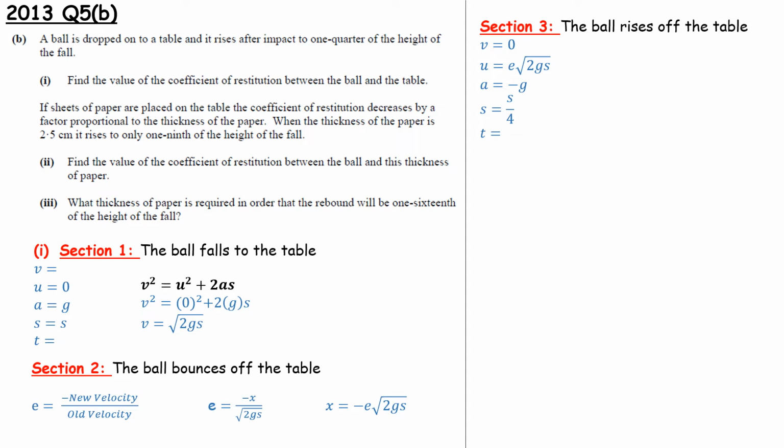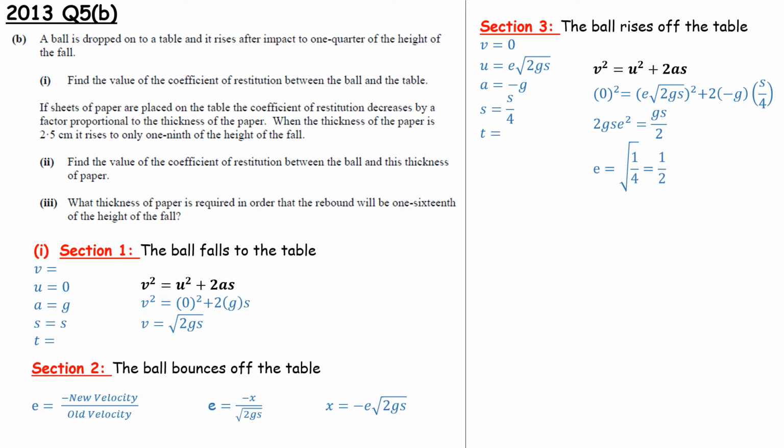So now we can work this through, and v squared is equal to u squared plus 2as, and when we sub everything in, we can rearrange it. Remember, we're trying to find E. When we do this, because both of our distances were in terms of s, the s's will effectively cancel, and we end up with E squared is equal to 1/4, which gives us E is equal to the square root of 1/4, so the coefficient of restitution is 1/2.